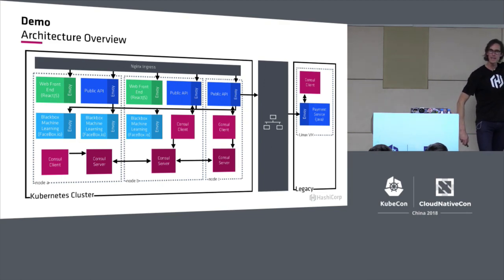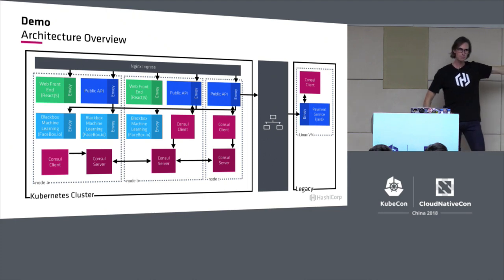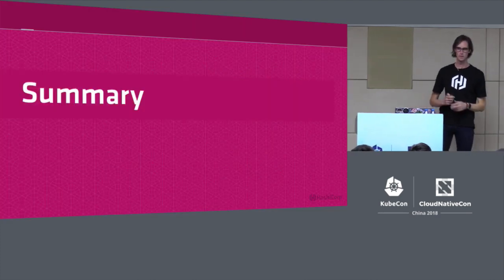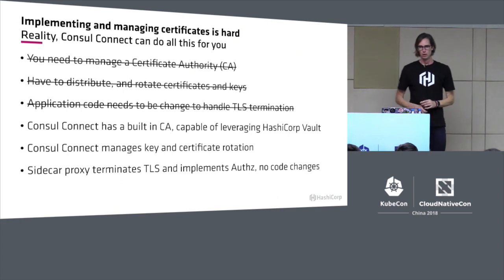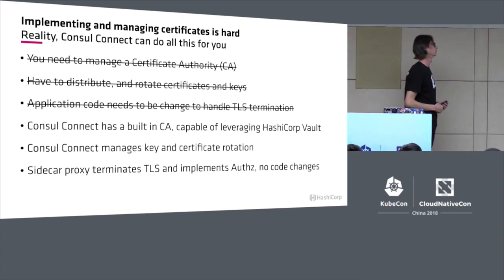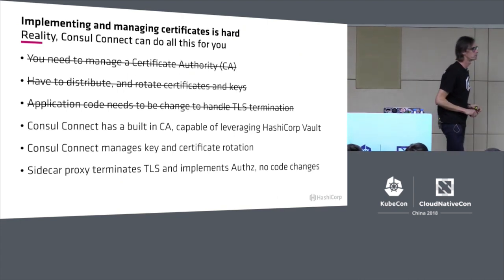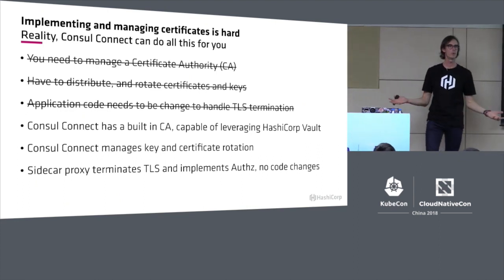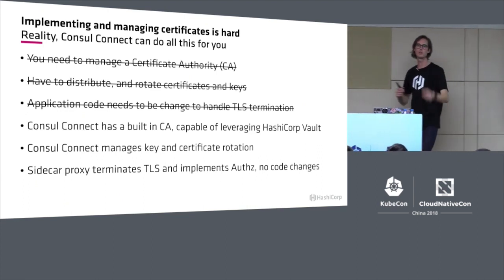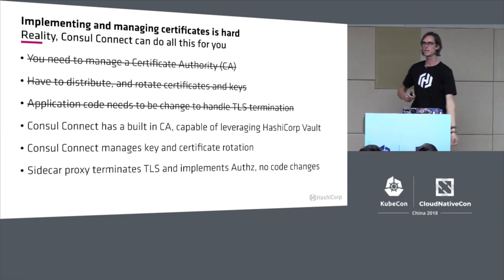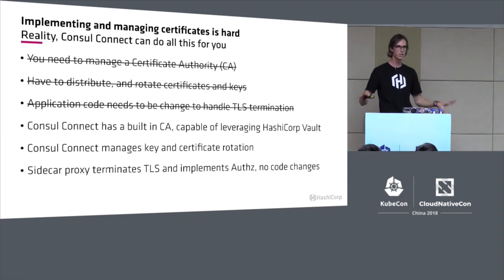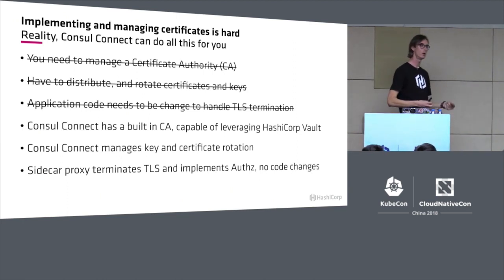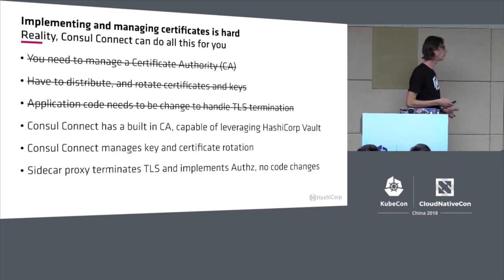Simple architecture, easy to run Consul Connect. Use the Kubernetes Helm chart. Look at our problems, right? TLS is hard. You've got to do the CA thing. You've got to work out how to distribute certificates. You've got to work out how to rotate keys. No, you don't. You use the service mesh because that's its job. It does all of that for you.